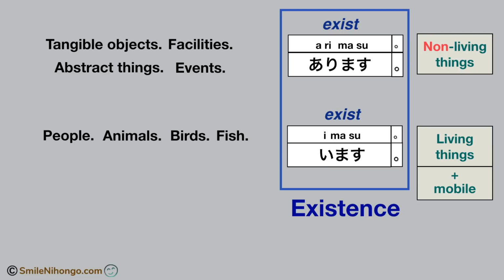あります and います。Which one to use depends on the subject of the sentence. You have to see if it's a non-living thing or a living and a mobile thing.